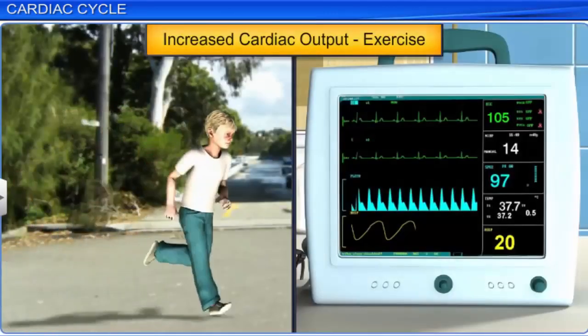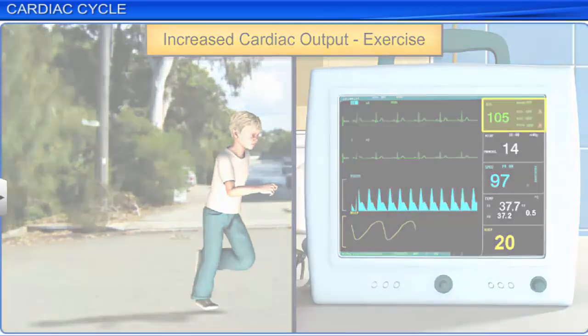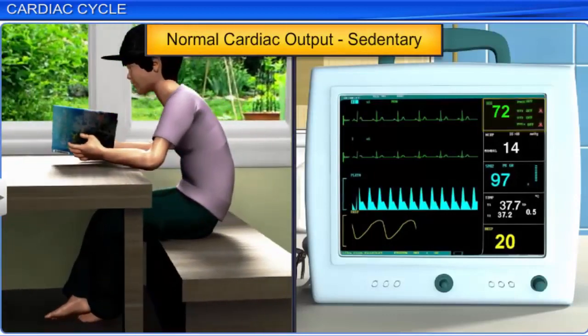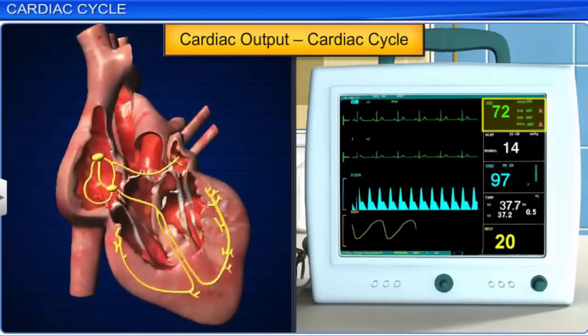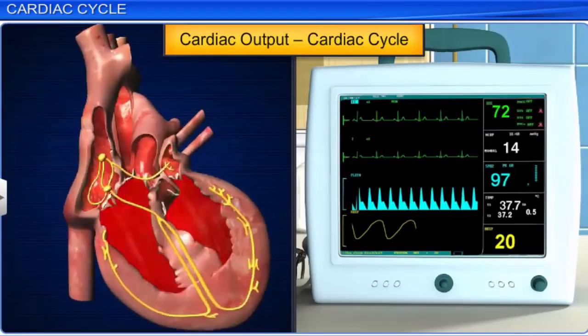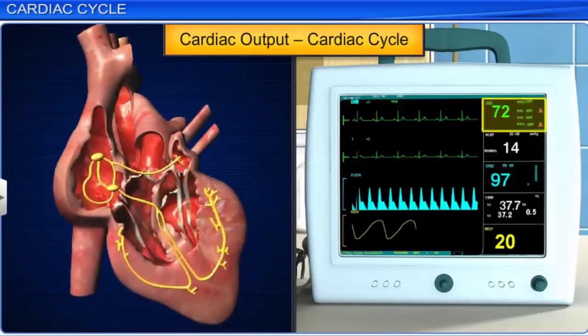But our body has the ability to increase cardiac output by 4 to 5 times during exercise and decrease it to return to normal at rest. Thus, the body can vary the cardiac output by controlling the cardiac cycle, which is driven by the transmission of action potentials.